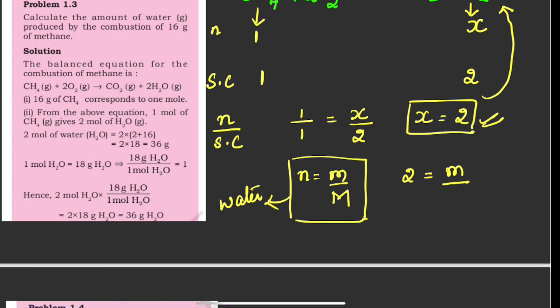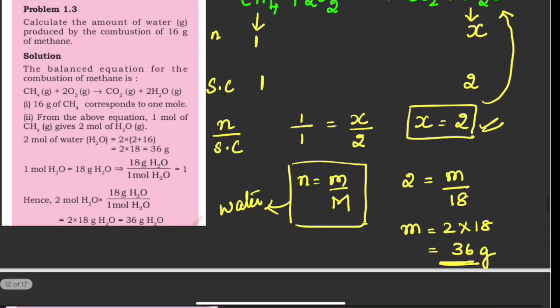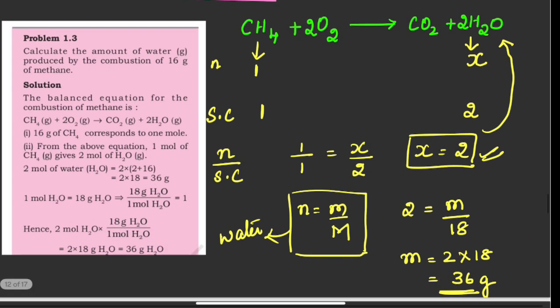So let us write here divided by 18. So now mass is equal to 2 into 18. So 2 into 18, how much will you get? You will get the mass as 36 grams. Correct? So see in the textbook what they have given. 36 grams of water. So the answer we are getting is 36 grams of water. So we have used the 4 tricks and we have got the answer.